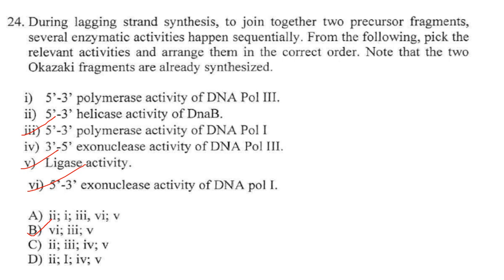5' 3' polymerase activity of DNA pol 3, that is not required there. 5' 3' helicase activity of DnaB is also not required. 5' 3' polymerase activity of DNA polymerase 1 is required. 3' 5' exonuclease activity of DNA polymerase 3 is not required. Ligase activity is required. 5' 3' exonuclease activity of DNA polymerase 1 is also required. So 3, 6 and 5. So the answer is option B.